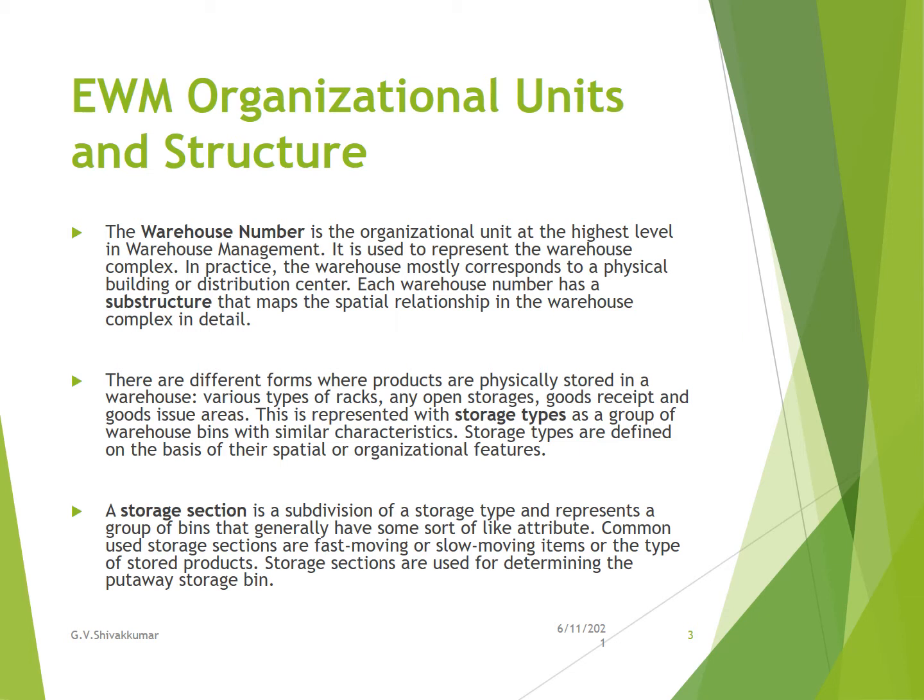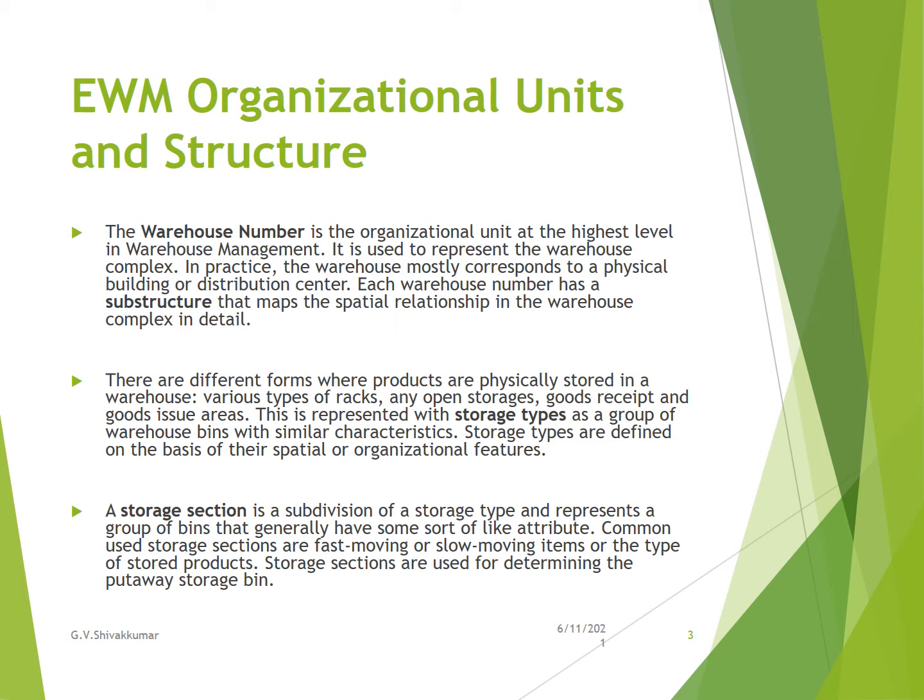Next, there are different forms in which products are physically stored in a warehouse. We have various types of racks and open storage, and goods receipt and goods issue areas. These are represented with storage types. A storage type is a group of warehouse bins with similar characteristics, and storage types are defined on the basis of their spatial or organizational features.